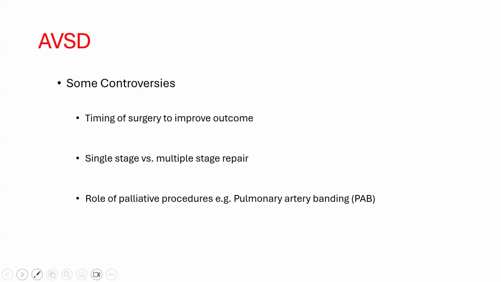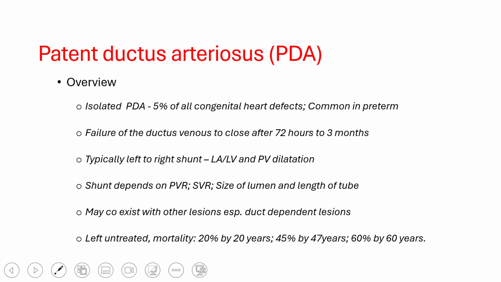Okay, so I'll move on to the next one. Let's see. So the patent ductus arteriosus. We're talking about isolated forms. Like I mentioned earlier on, PDAs can be associated with a lot of lesions. But for the purposes of our discussion of left-to-right shunts, we are talking essentially about the isolated ones. They are common in preterms. Even preterms who grow into adulthood will more often than not maintain their PDAs.